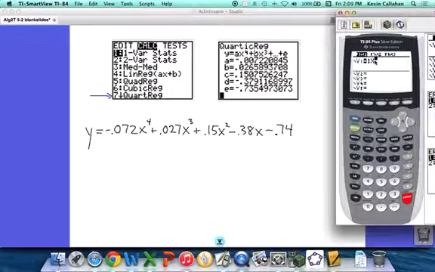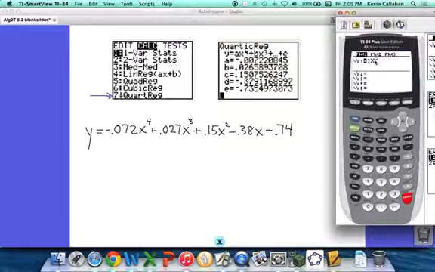It should draw your quartic function in the middle of that data, right? Is it hitting all the points? No, but it's what you call the best fit, right? It's minimizing the error between the function and the actual data.